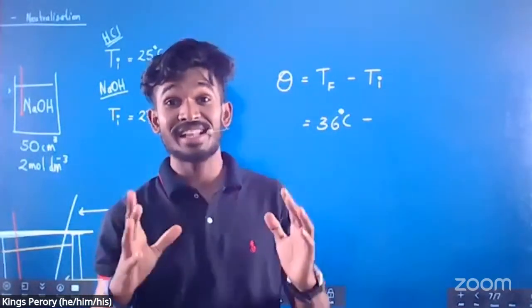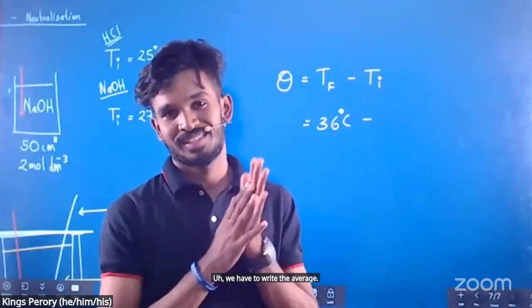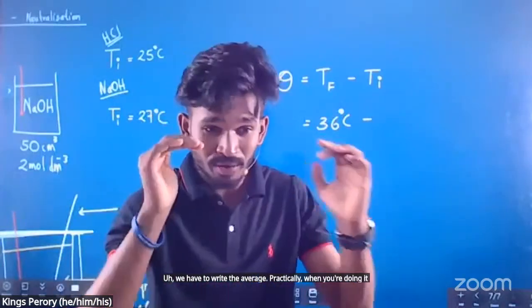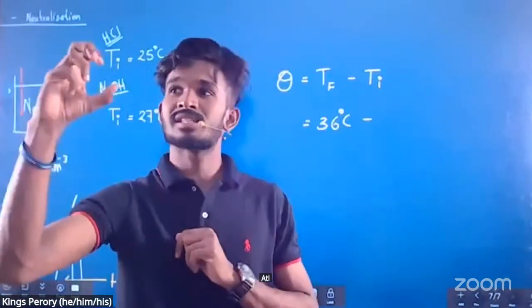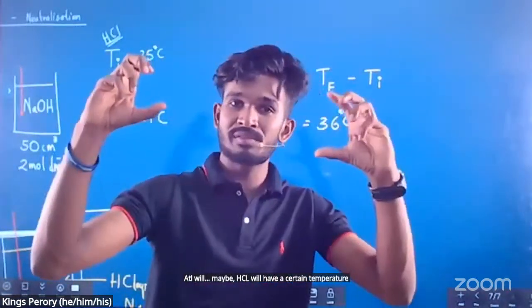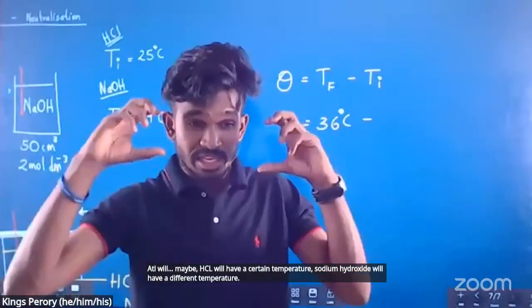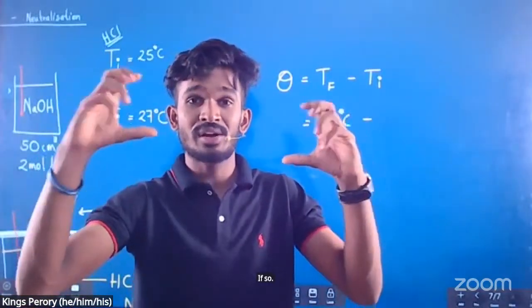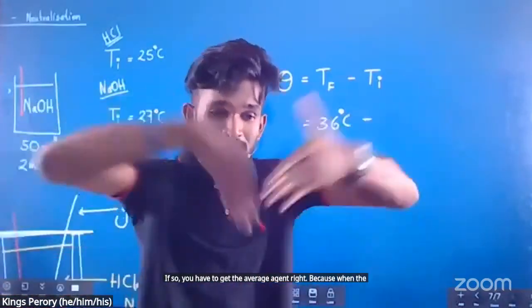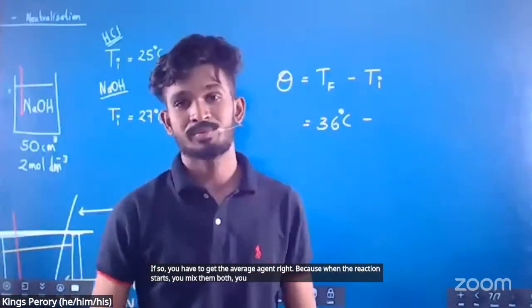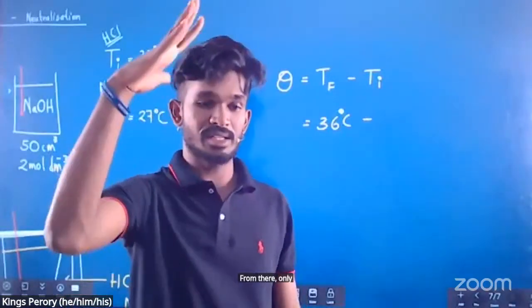We have to write the average. So practically when you are doing it, you will come across these problems. HCl will have a certain temperature, and sodium hydroxide will have a different temperature. If so, you have to get the average and write. Because when the reaction starts, you mix them both, you get an average value. From there, only the temperature increases.